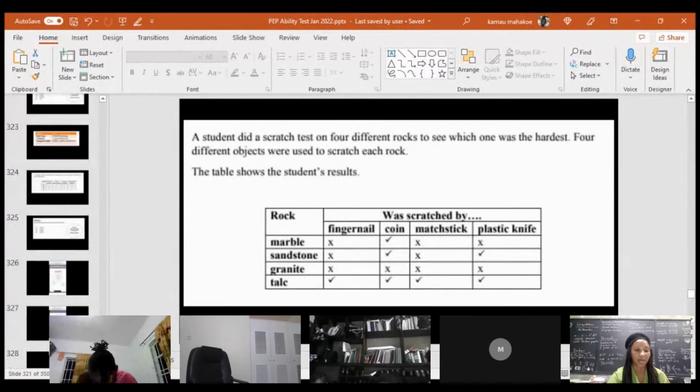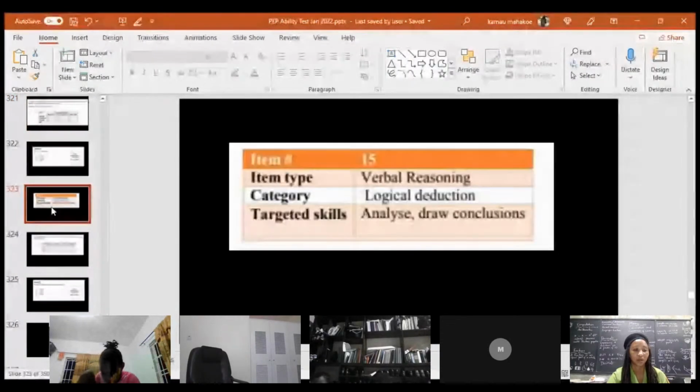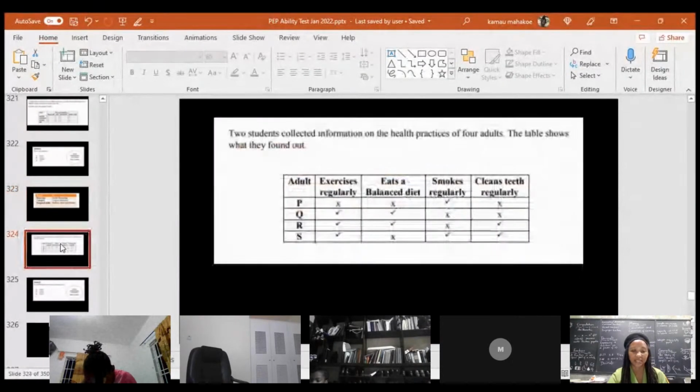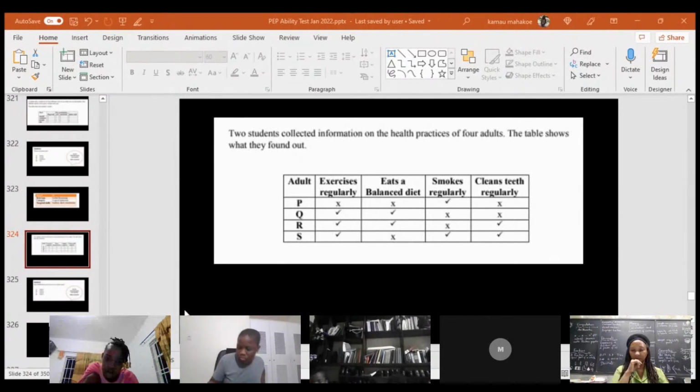All right, and now we're at the very last question. Question 15, item type verbal reasoning, category logical deduction, targeted skills, analyze and draw conclusions. Miss, I don't see question 15. I see two students. Sorry, read the table for me.